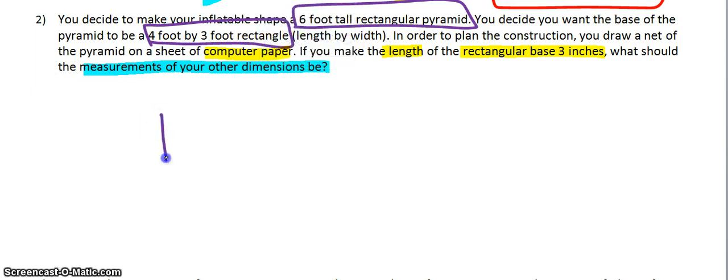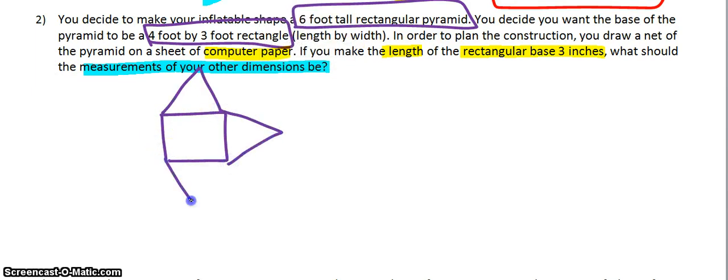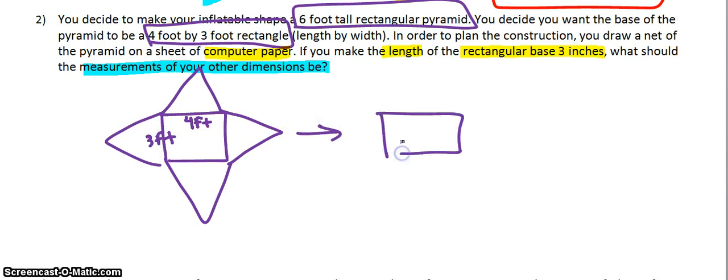Okay, so I know I'm working with a rectangular pyramid, which looks something like this. It's got a rectangular base. It's a pyramid, so all these will meet at the top. Obviously, your net would be a lot more accurate. You want it to be 6 feet tall, and you want your rectangle to be 4 feet by 3 feet. Okay, but on the paper, you're going to draw that rectangle. The length is going to be 3 inches, so the length of this one is 4 feet, so this side you want to be 3 inches. And I've got to figure out what the other dimensions are going to be.